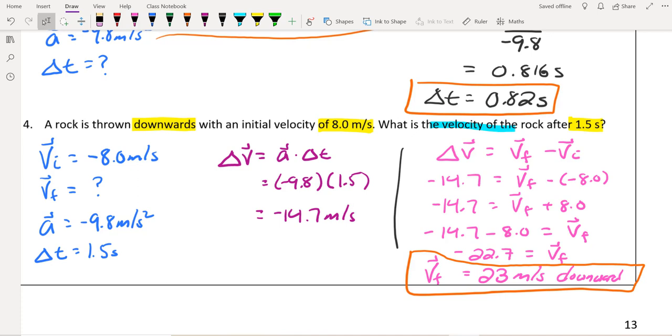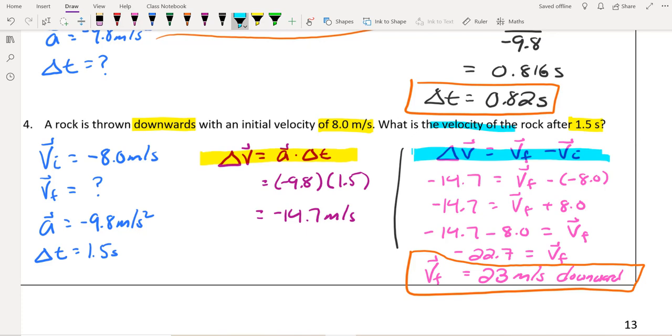Now, we cannot directly find the final velocity from acceleration and time, so this is a two-step problem. First, we need to find the change in velocity by using change in velocity is equal to acceleration times time. We plug in our numbers, and we get change in velocity is negative 14.7. From this point, we can use change in velocity is equal to final velocity minus initial velocity to find our final velocity.